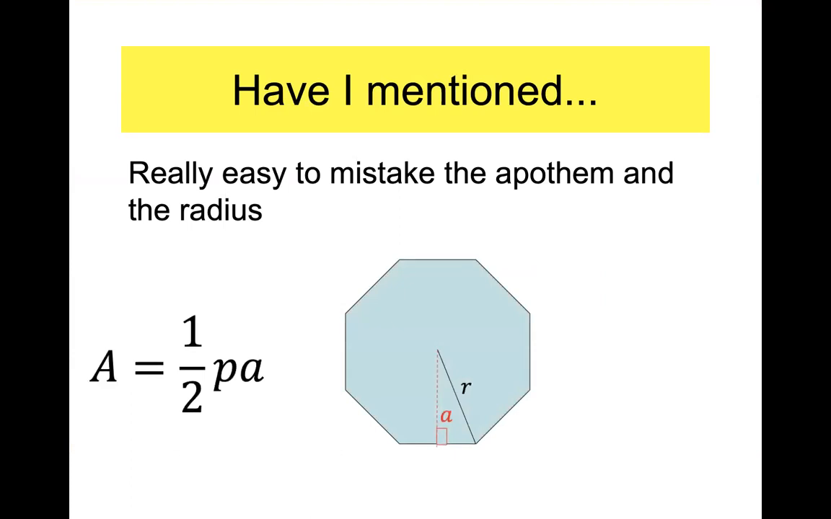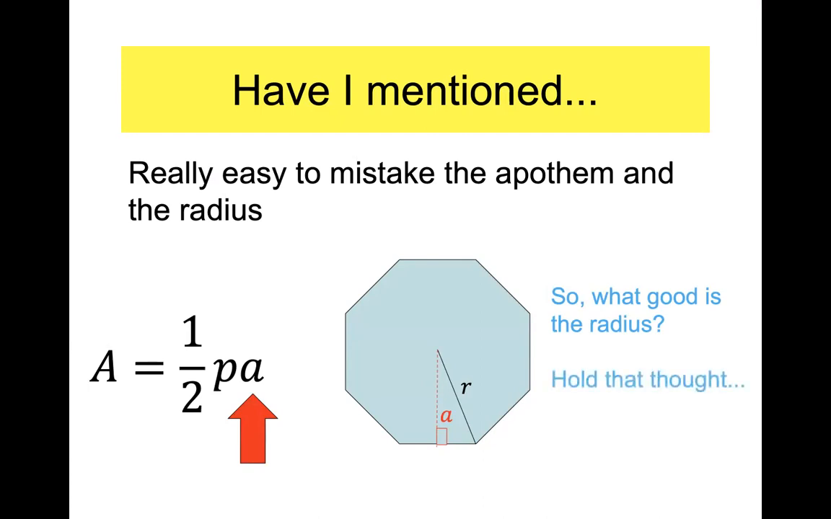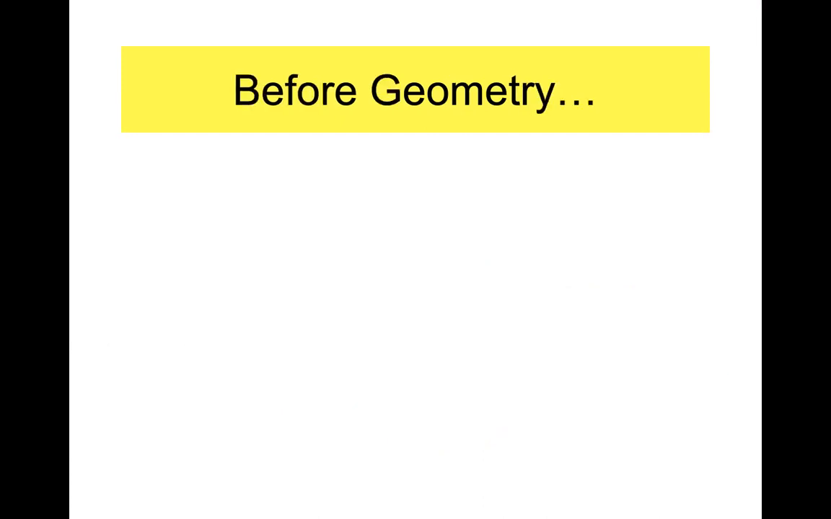A is, remember, the perpendicular distance between the center and the side, and R is the distance between the center and a vertex. All right, so don't mistake your A and your R. All right, that's your apothem. What is the radius good for? Well, it's going to help us figure out what the apothem is when they don't tell us what the apothem is. I think I've got 2 examples here that show that. All right, so hold that thought.